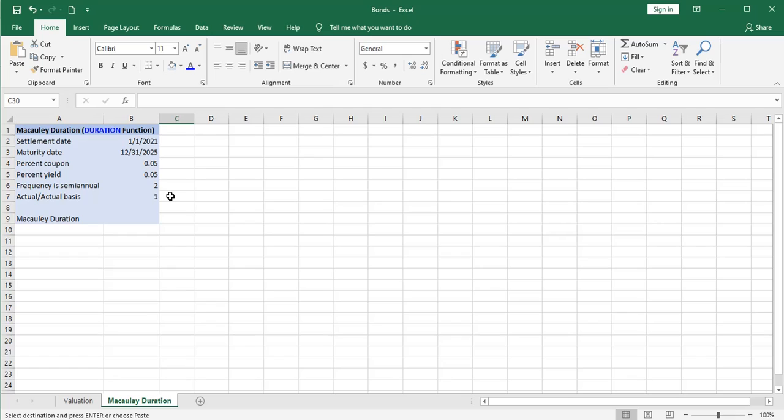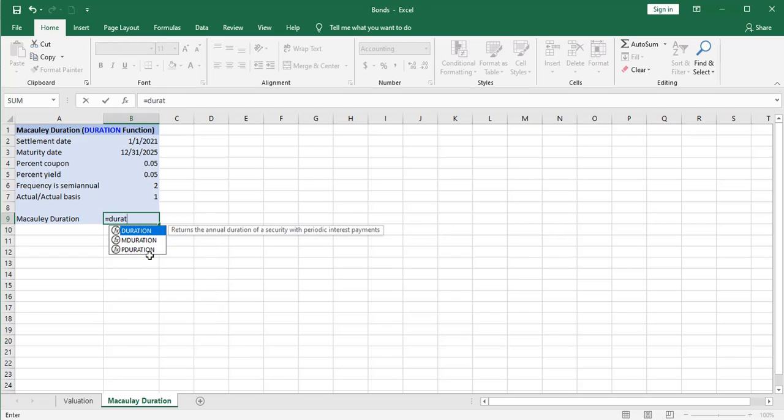And the actual divided by actual basis has to do with accounting. Some accounting systems treat every year as if it had 360 days, and banks sometimes do this, and sometimes they treat every month as if it had only 30 days. But if you use a 1 for that argument, you will use the actual day count that's involved, and that'll work fine for us. So we'll just plug in the duration function, and all you have to do is go right down the line here.